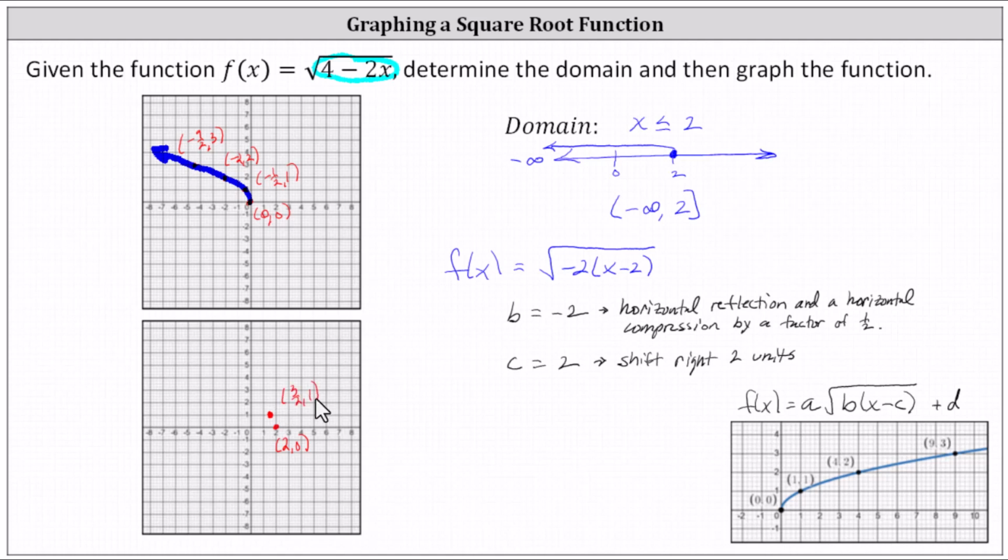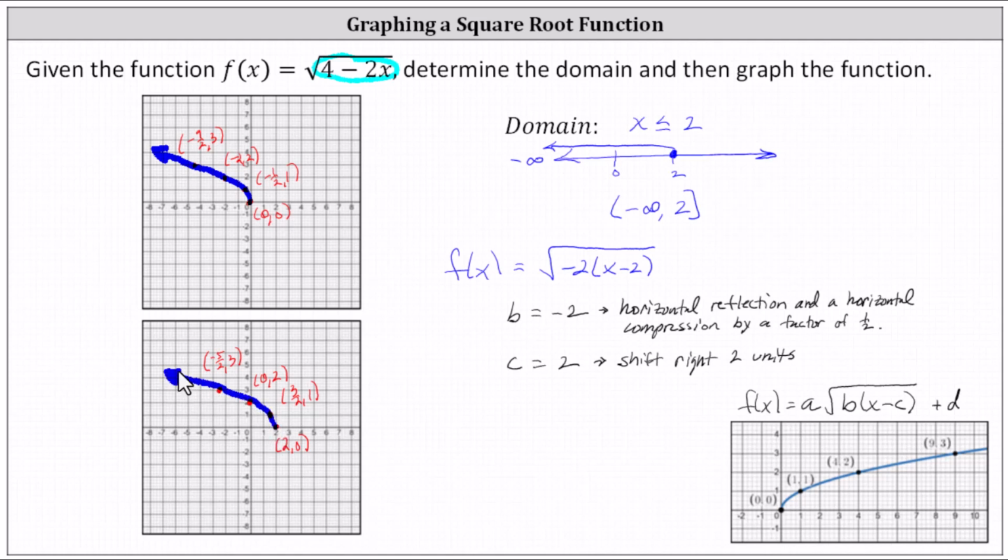The corresponding point for negative 2, 2 is negative 2 plus 2, 2, which is 0, 2. And for negative 9/2, 3, the corresponding point is negative 9/2 plus 2, or negative 9/2 plus 4/2, 3, which is negative 5/2, 3, or negative 2.5, 3, which is here. This is the graph of the given function f of x.